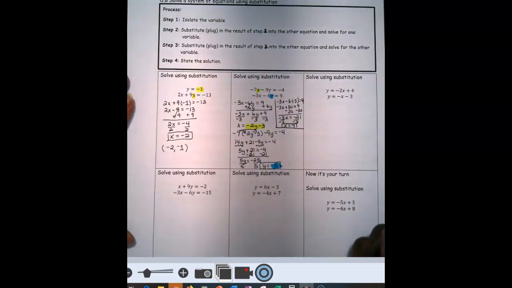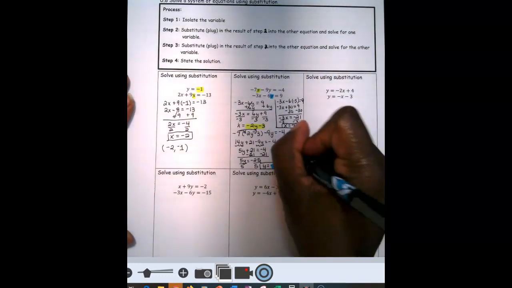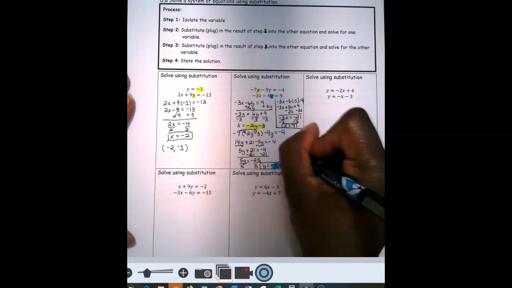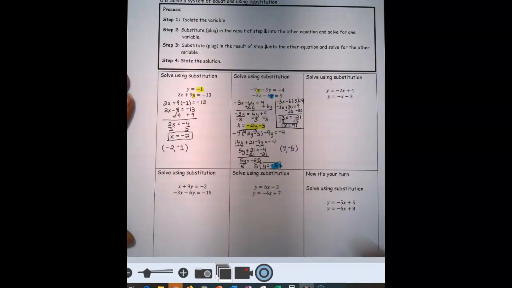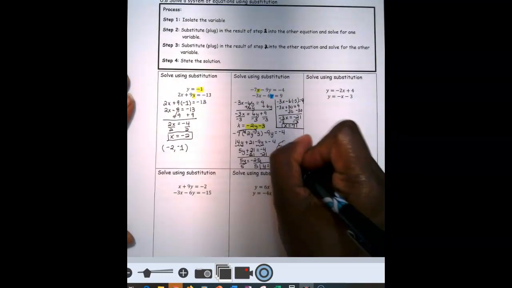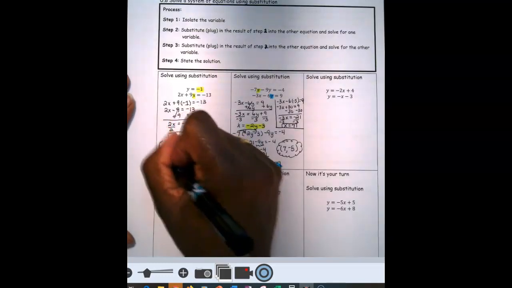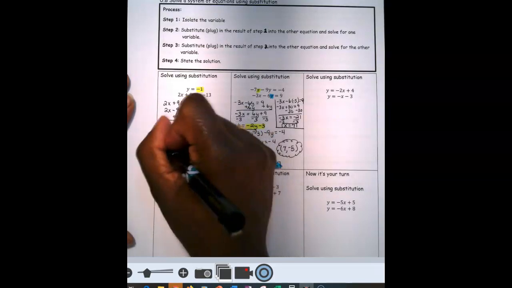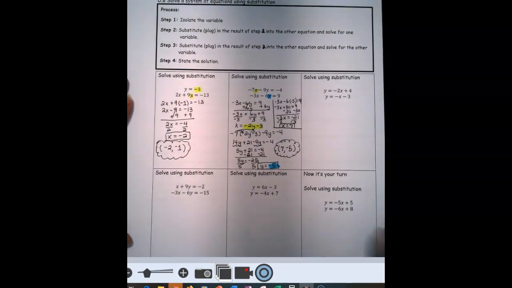So the ordered pair that makes this true is 7, comma, negative 5. And I think I'm doing a lot of boxes here, so why don't we do something like this so you'll know where the answer is. The only thing about these boxes, they get smaller and smaller. Anyway, let's move right on.